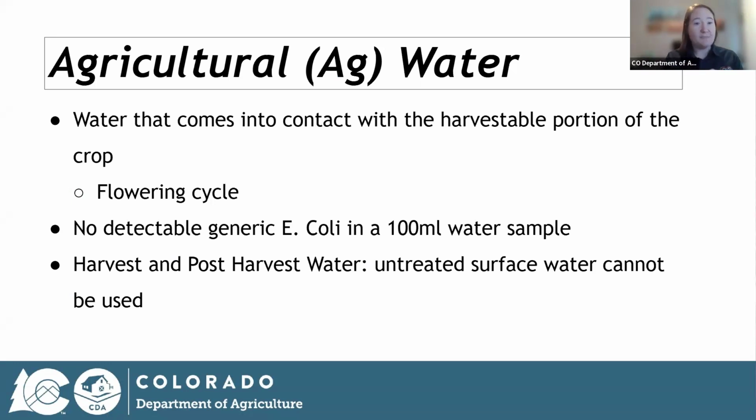Now, as far as harvest and post-harvest goes, it does have to have no detectable generic E. coli within a 100 milliliter sample. You will be so sick of hearing me say that because I say it multiple times because this is the most important part. It does have to have no detectable generic E. coli. And then also something super specific for harvest and post-harvest water is that no untreated surface water can be used.